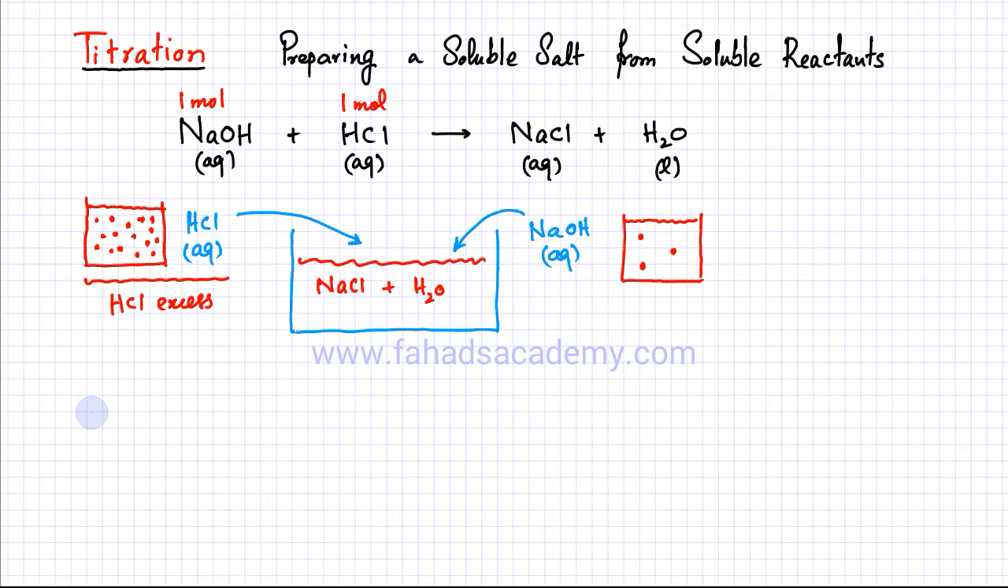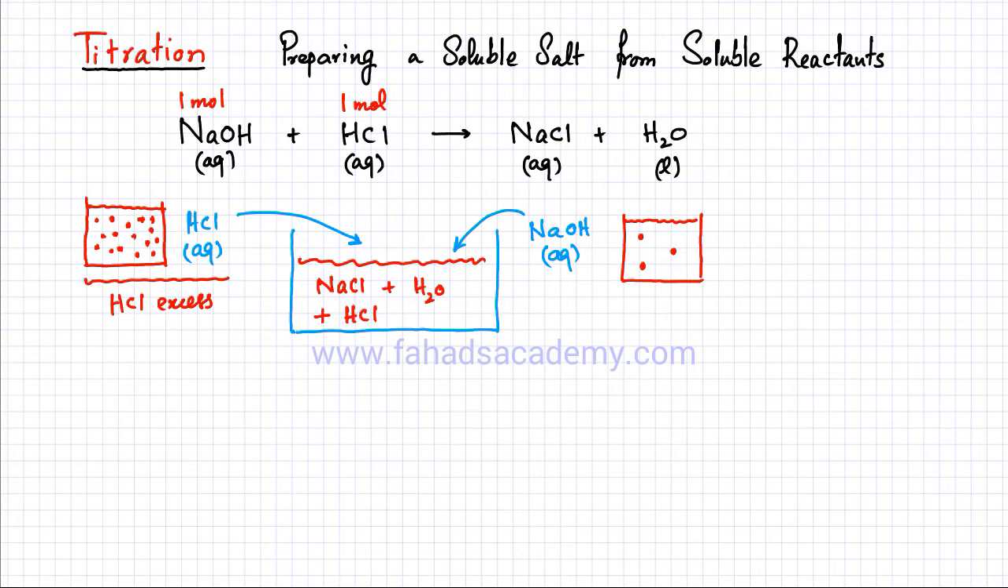So HCl would be in excess. What's going to happen is that your product would be contaminated by the leftover HCl, because you added too much HCl. The reverse could also be true. What you might do is end up adding too much NaOH. Now, if you add too much NaOH, then your product is going to be contaminated with NaOH.